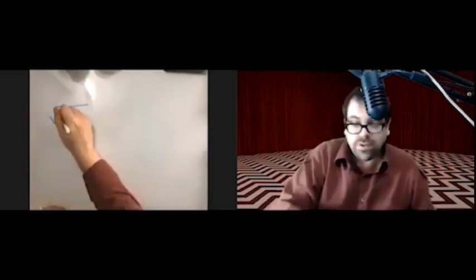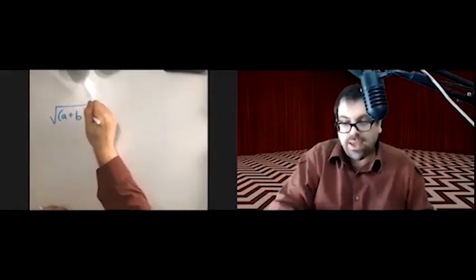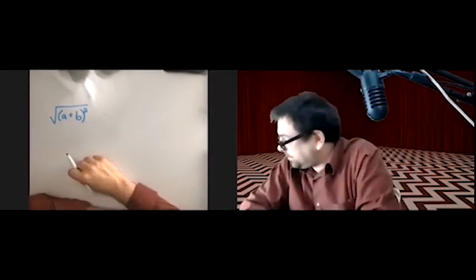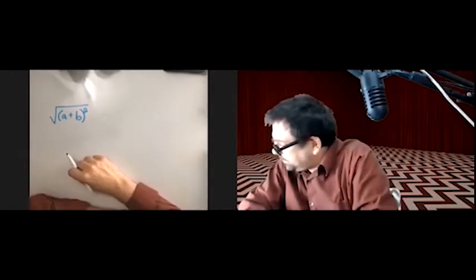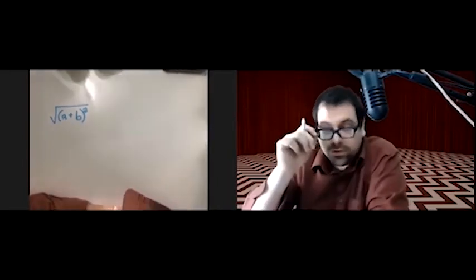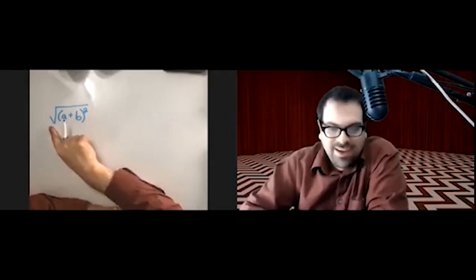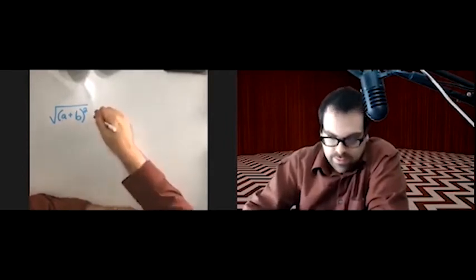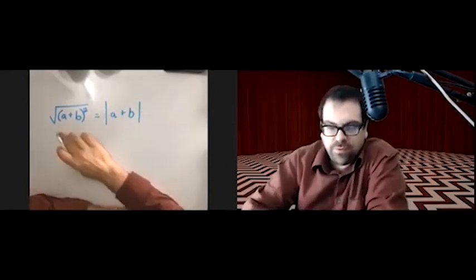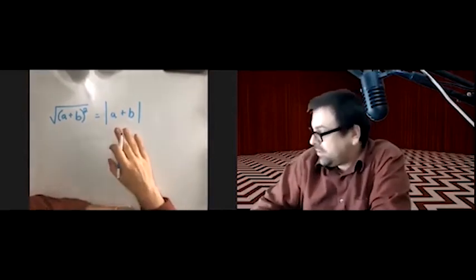The square root of a plus b in parentheses squared. Well, follow the same rule. The square root and the square cancel each other out. It's even, which means we have the absolute value of what we're left with when the square root and the square cancel away. So the absolute value of a plus b.